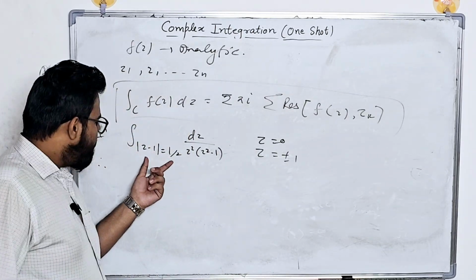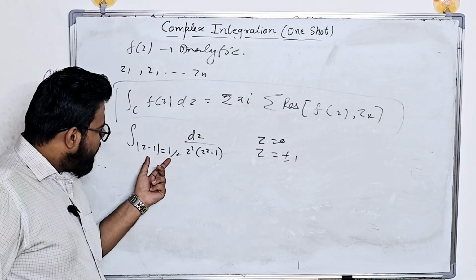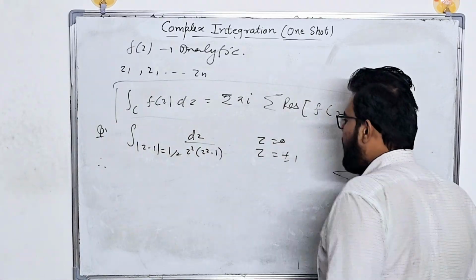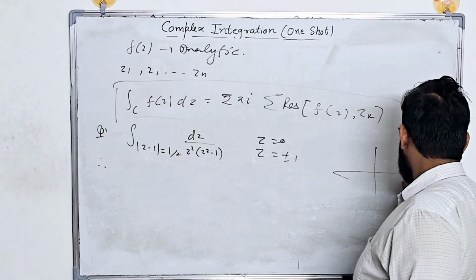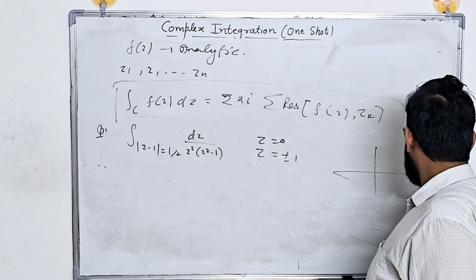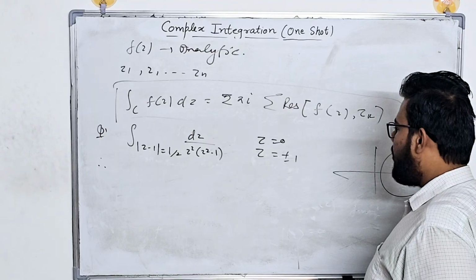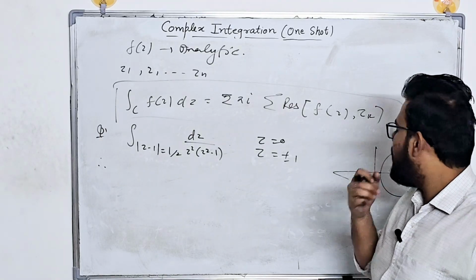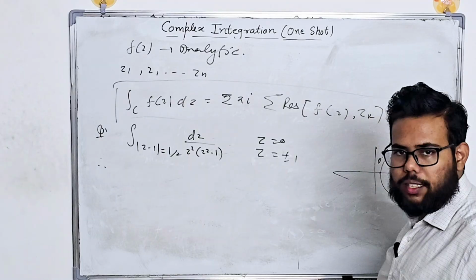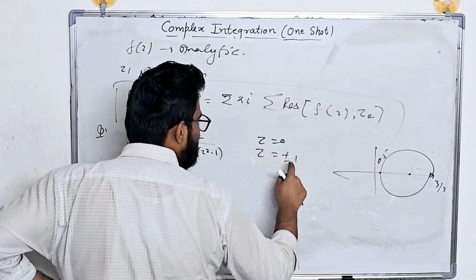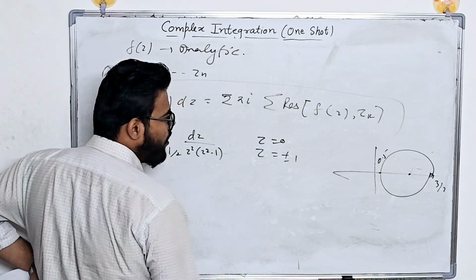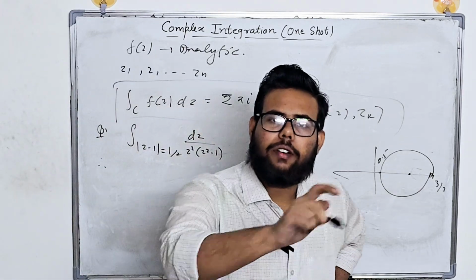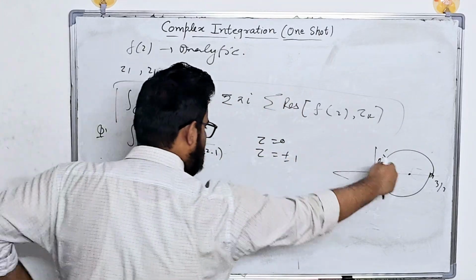Now this is the region. Which values lie in this region? This is a circle centered at 1, and it is like this. Over here it has a value of 3 by 2, and over here it has a value of 0.5. Now 0 of course does not lie over here, and we can see that negative 1 also does not lie over here. Hence only 1 lies in this region.